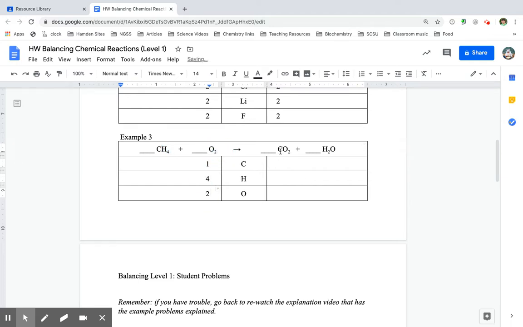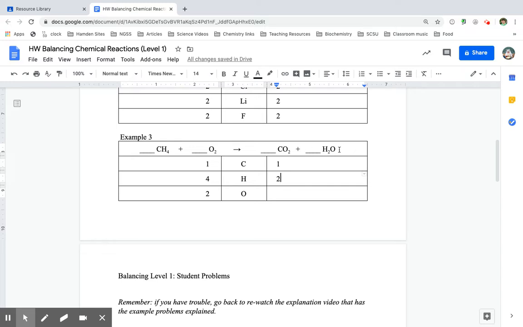All right, on the right-hand side, I have 1 carbon, 2 hydrogens, and you'll notice that this is a combustion reaction, right? We have CH4 and O2 combining to make O2 and H2O. So that reaction tells us that because it's a combustion, it's going to be a little bit special. These are the tricky ones.